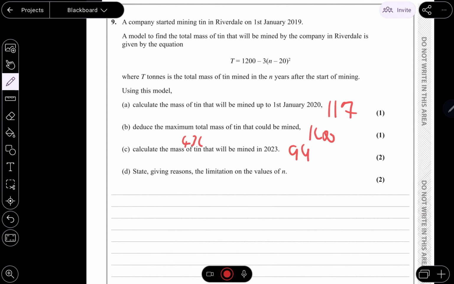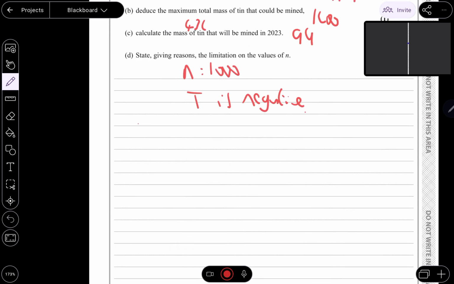State, giving reasons, one limitation for the value of n. Well, when n equals 1,000, t is negative, which can't really happen. Okay, good.